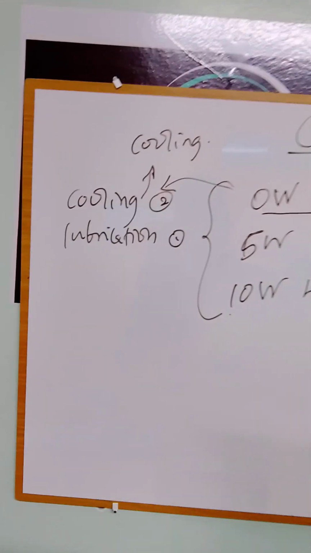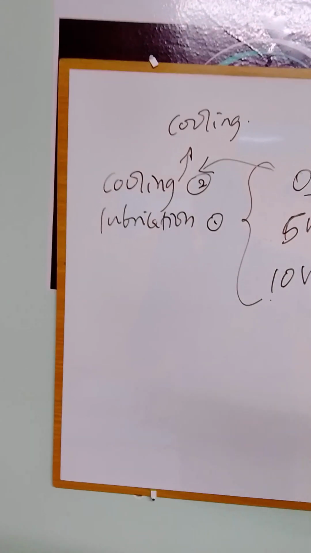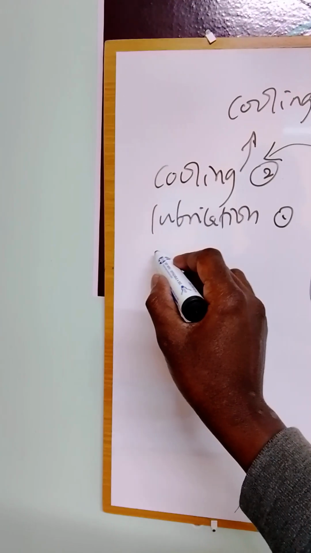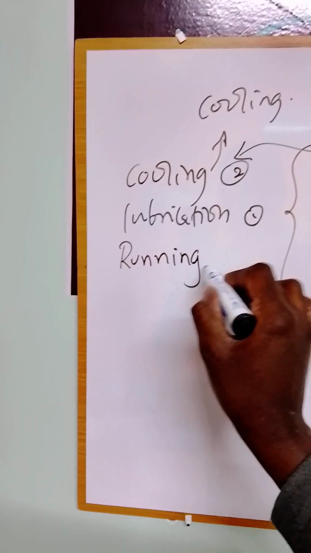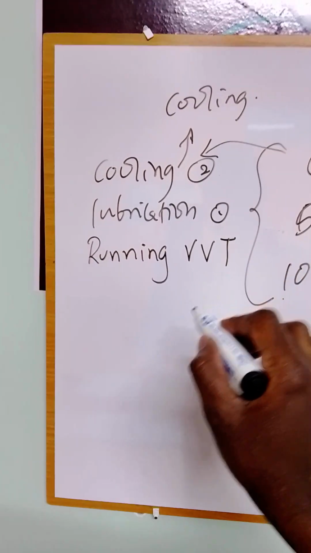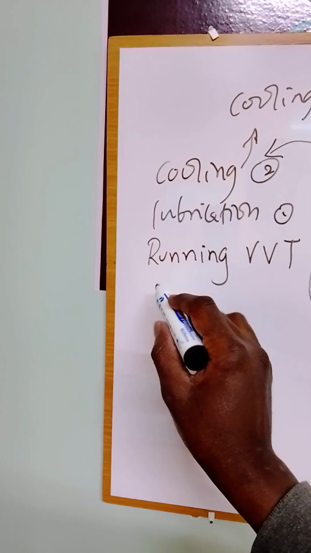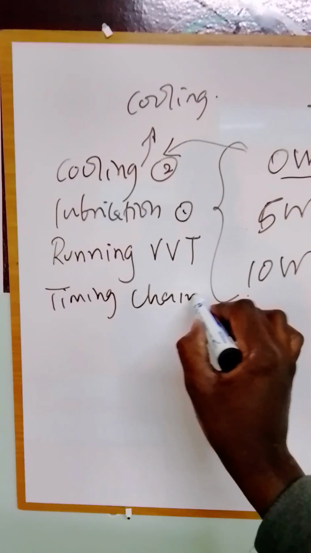engines. But now we are seeing more and more functions of engine oil being implemented in the engines. Among the areas coming out as major functions for oil in the modern engine, oils are responsible for running the VVT, the variable valve timing system, and we also have engine oils giving the necessary tension for the timing chain. Okay, so timing chain tension.